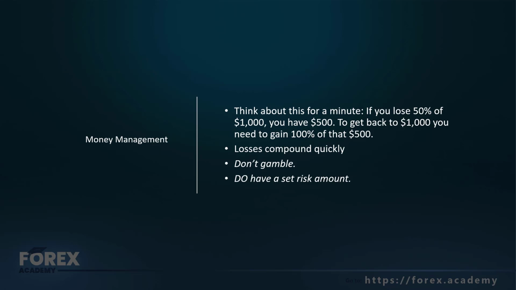Now, a lot of people think, okay, if I lose 50%, I just need to win 50% back. No, it doesn't work like that. If you have $1,000 and you lose 50% of it, you only have $500. If you want to get $1,000 back, you need a 100% gain on that $500 to get back to $1,000. It's not an equal distance move back. Losses compound quickly. So don't gamble, and do have a set risk amount.